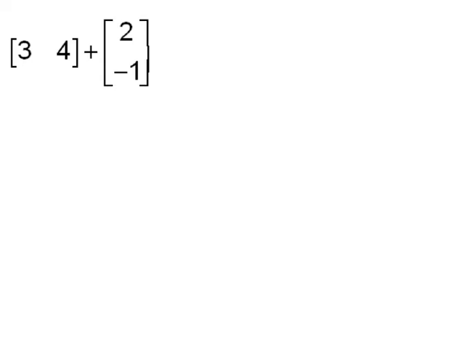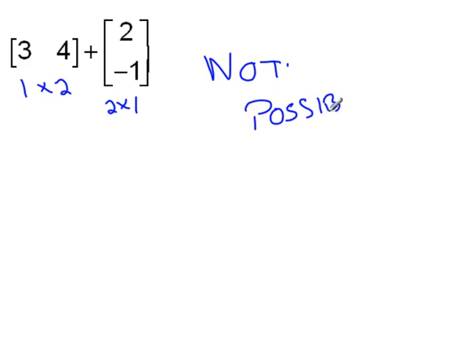What about this one? If we look at the dimensions, here there's 1 row and there's 2 columns. So this would be a 1 by 2. This one has 2 rows and 1 column. These dimensions are not exactly the same. We cannot do this addition. So this would be not possible. Okay, so if it's not possible, sometimes we just need to write not possible.